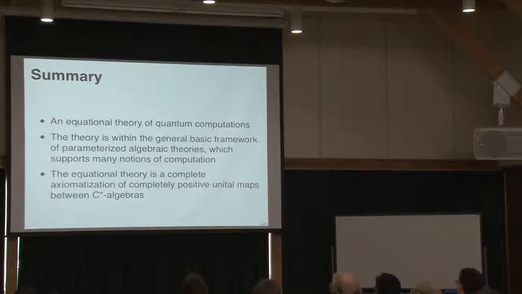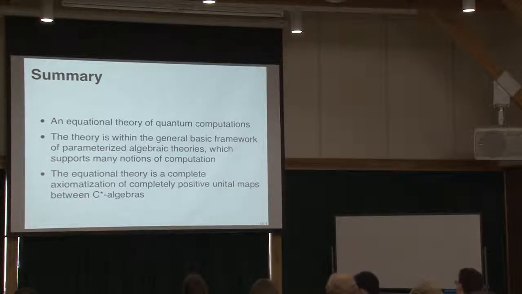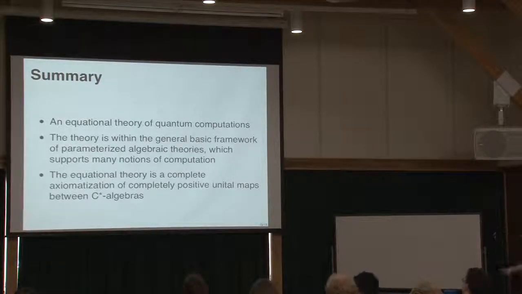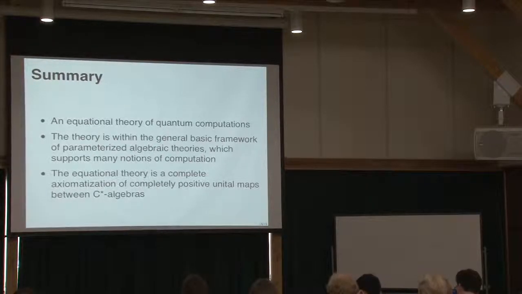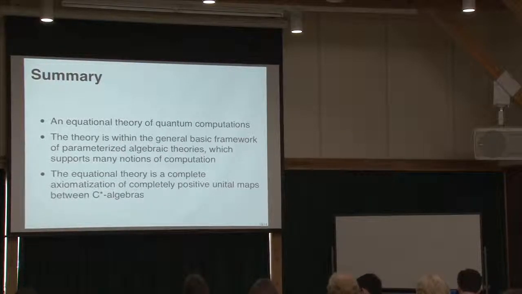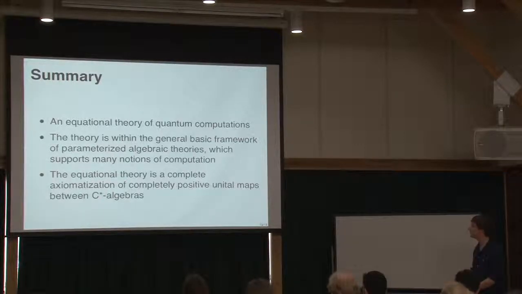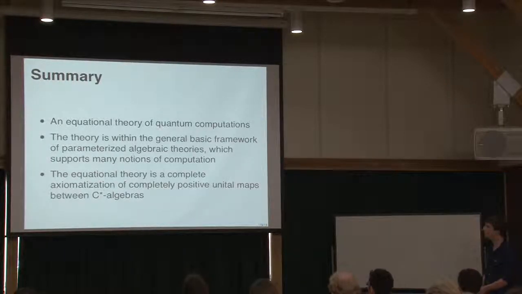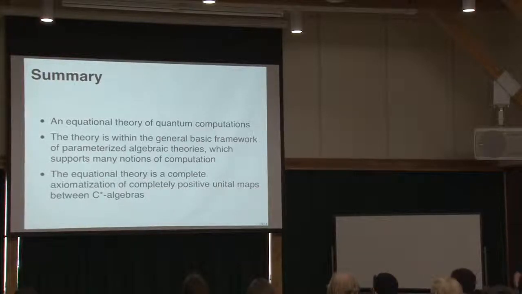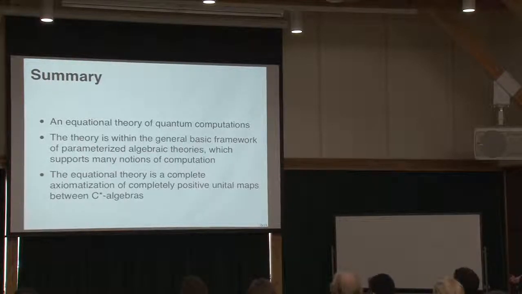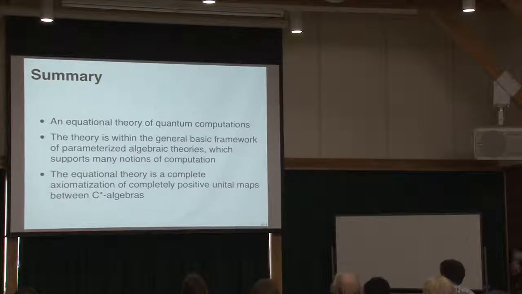So, in summary, I've given you an equational theory of quantum computations, and it fits within this general basic framework which supports, as I said, many other notions of computation besides quantum. And it gives you a complete axiomatization of completely positive unital maps between C-star algebras, hopefully giving an intuition and a tool for reasoning about quantum programs, but also giving a formal motivation for the theory of completely positive unital maps, rather than jumping from some informal intuitions directly to the linear algebra. We can step through this formalism of algebra. Thank you.